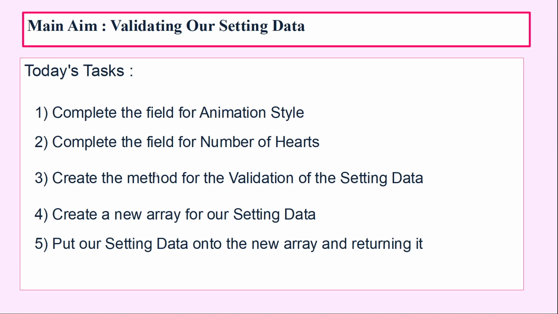Once that's done, then we can start creating the method for our setting data, and then, because we have multiple fields, not just one field, we have to make an array for our setting data, and then use our array to validate that data. So you'll see what I mean as we go through.